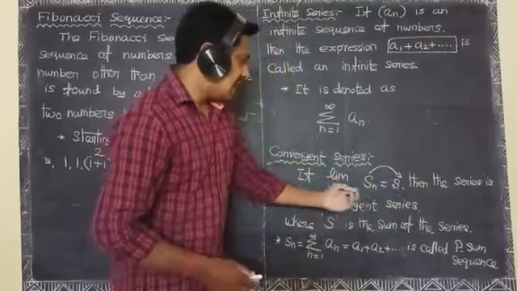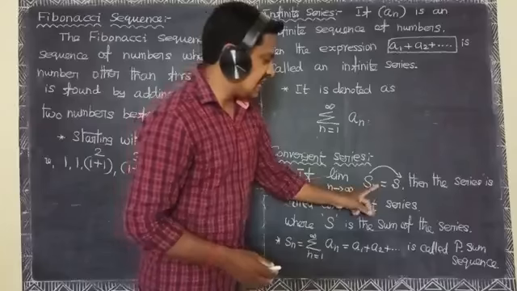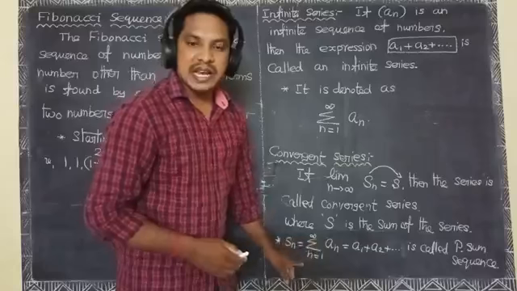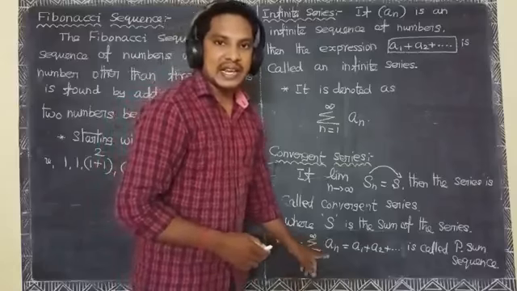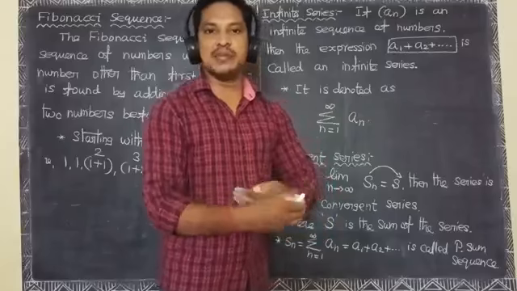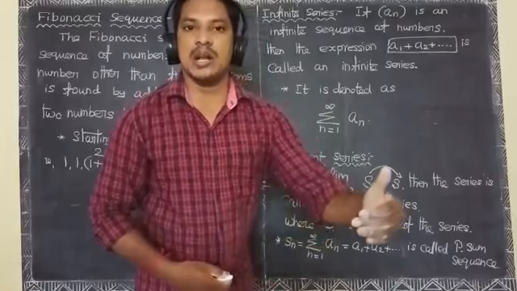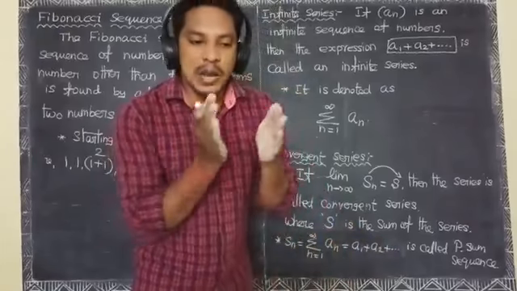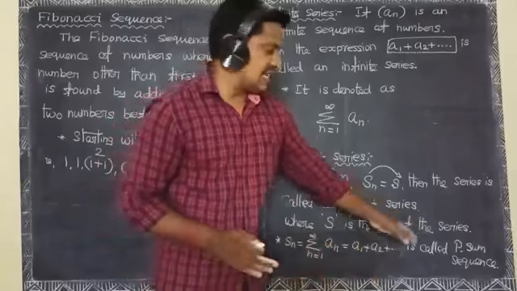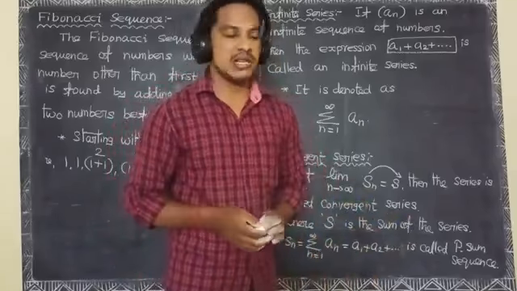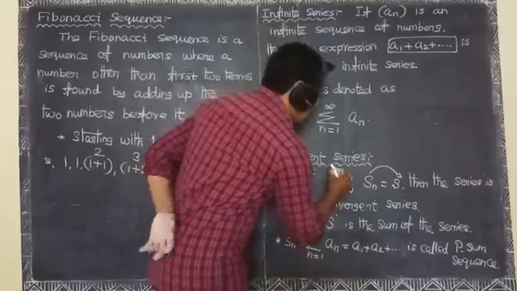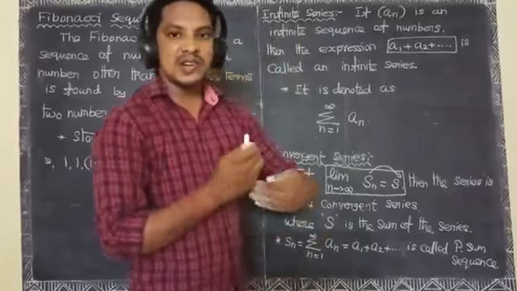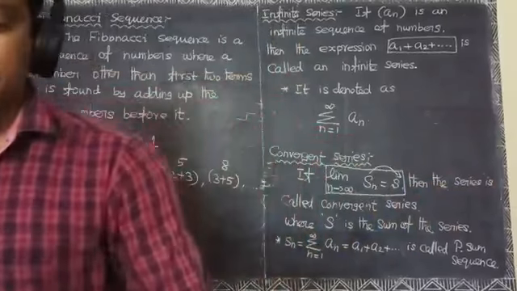It means Sn, where Sn is the summation n equal to 1 to n of an, that is a1 plus a2 plus a3 plus a4 plus and so on, is called the partial sum sequence. The limit as n tends to infinity of Sn, which is equal to s, is called the convergent series.